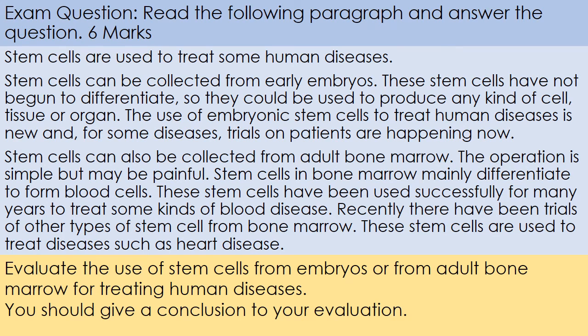So the last bit we're going to do is have a go at this 6-mark question on stem cells. So there is a paragraph there for you to read, and then a question at the bottom in that yellow box, which is asking you to evaluate the use of stem cells from embryos or from adult bone marrow for treating human diseases. You should give a conclusion to your evaluation. And what I suggest you do is read through this paragraph, pause the video for about 5 to 6 minutes, and have a go at answering the question. I will then show you my answer, which I have included more than is needed in it, just to give you an idea of the things that we're wanting.